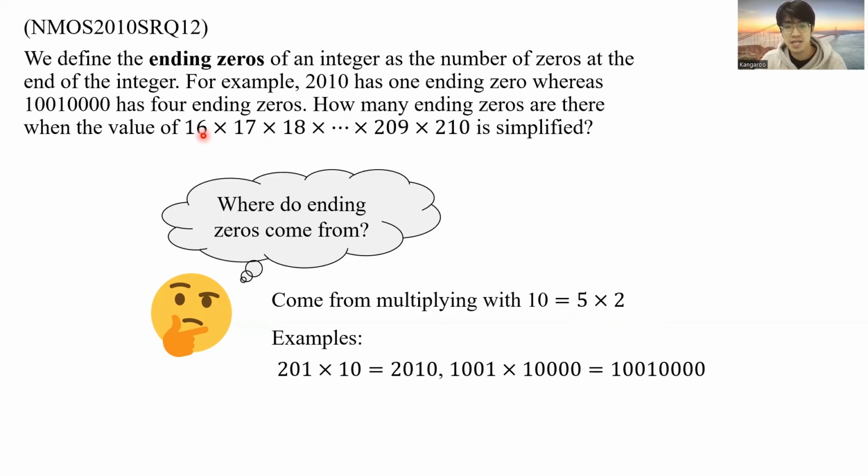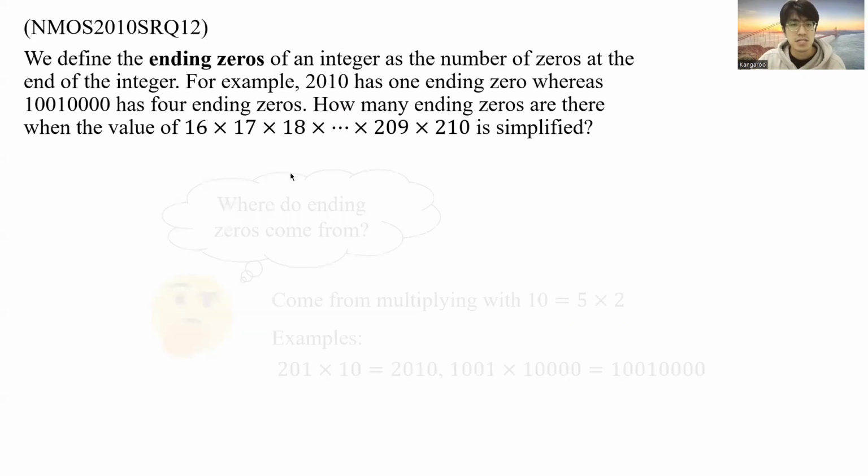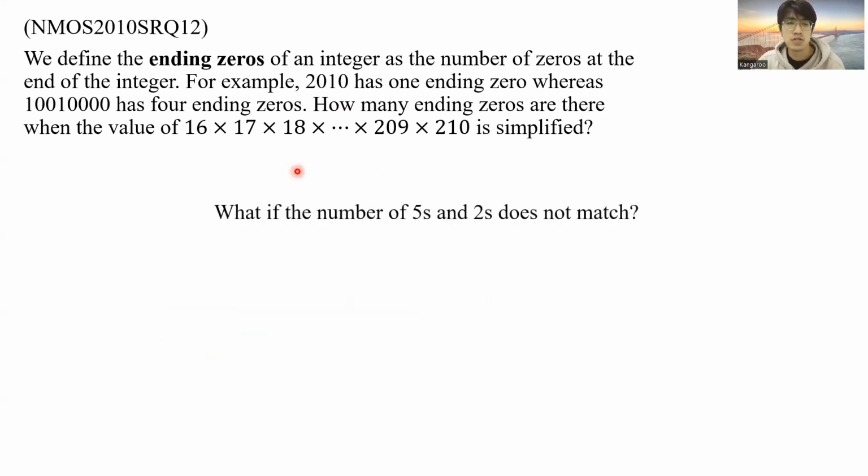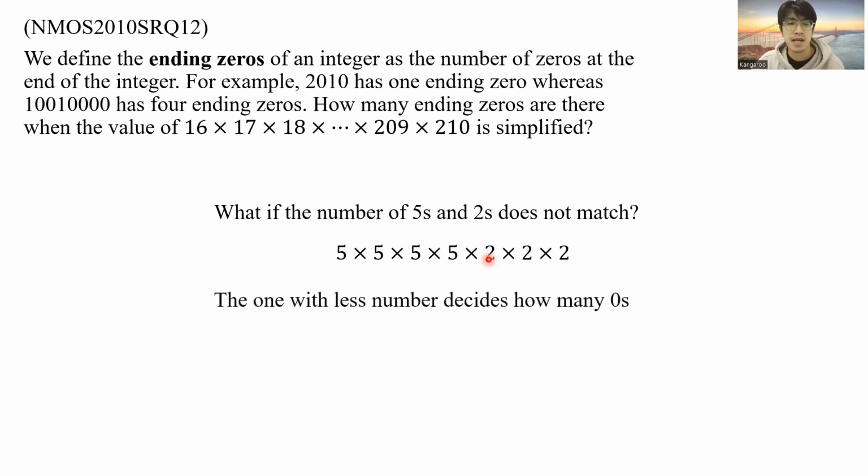Now, a question naturally arises: what if the number of 5s and 2s does not match? What if I have a product that looks like this? How many tens or ending zeros can I get? The answer is just 3, because for every 2, I can match with another 5. With another 2, I can match with another 5. And then there will be this remaining 5, which cannot make up any 10.